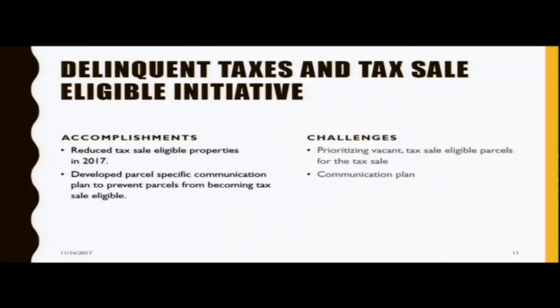Delinquent taxes and tax sale initiatives. The next tax sale, mark your calendars, December 14th at Memorial Hall. And this year, we're really proud to have worked with Delinquent Revenue and Treasury to send letters to people that are in their first and second year of tax delinquency to prevent those people from being tax sale eligible. This is the first year that we've done this since, I believe, 2013, and we want to continue that initiative going forward.